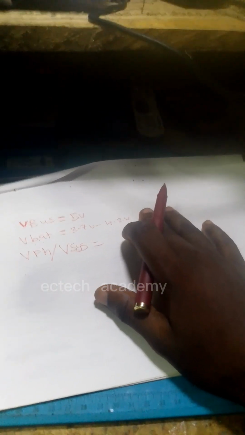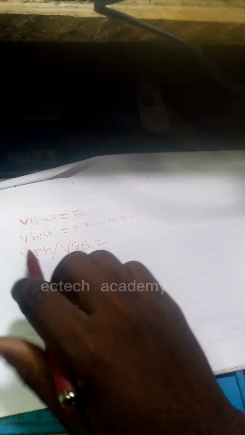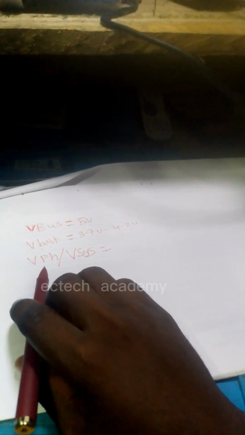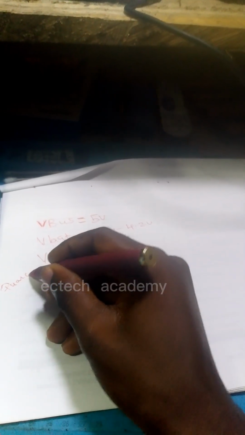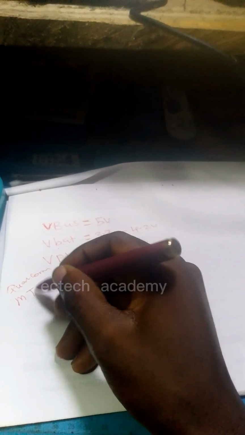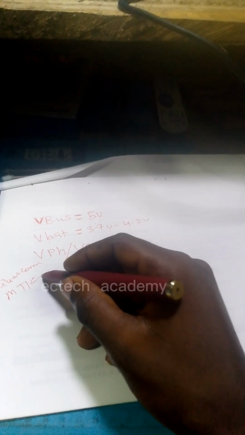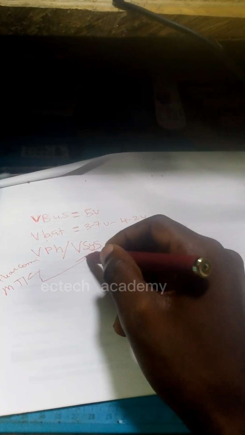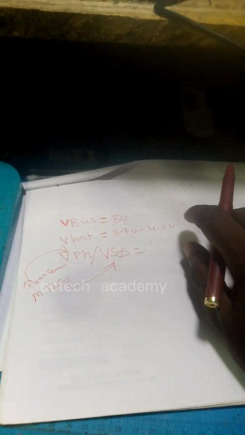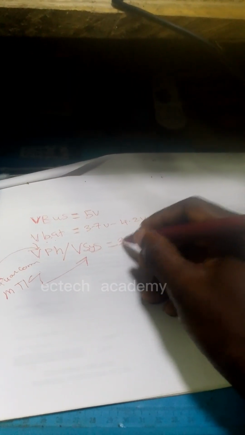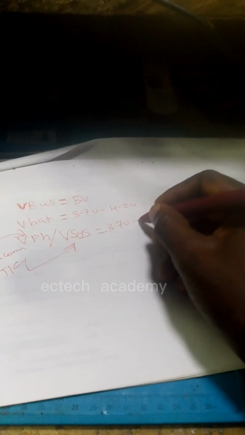The V system or VPH are the same thing, just that it is a schematic term for the different chipsets that we have today, like Qualcomm and MediaTek, that's the MTK. So MTK is using this, and Qualcomm is using this too. They are the same thing, so it's also like 3 volts to 4.2 volts.